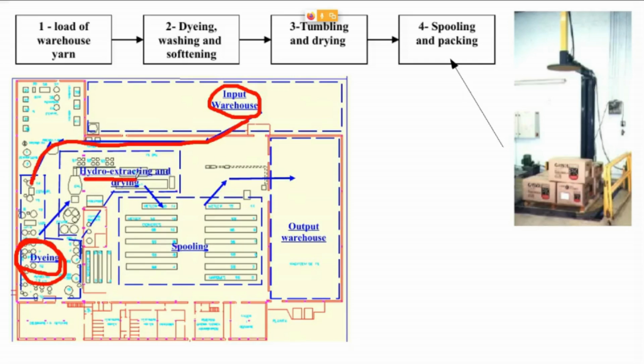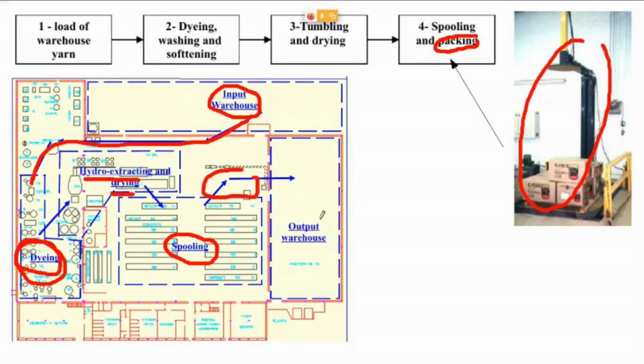So we have the hydro extracting in here and the drying section. Once the yarn has been dried, we need to spool all the yarn. So we change from original plastic bobbins into final cardboard bobbins. And finally, we have here the packing section that you can see here. And finally, we have the product finished and prepared for expedition. So we have the output warehouse in here.